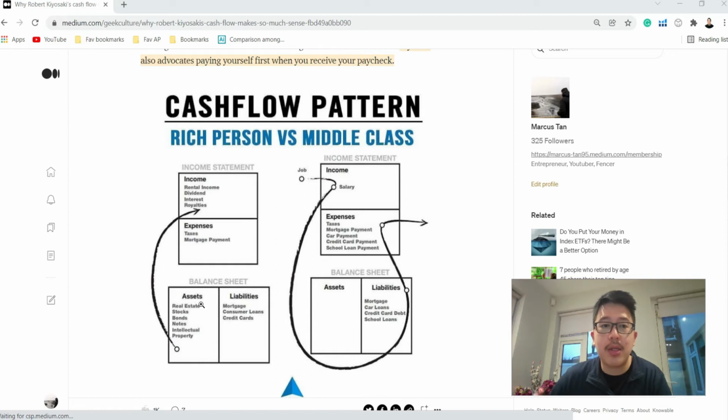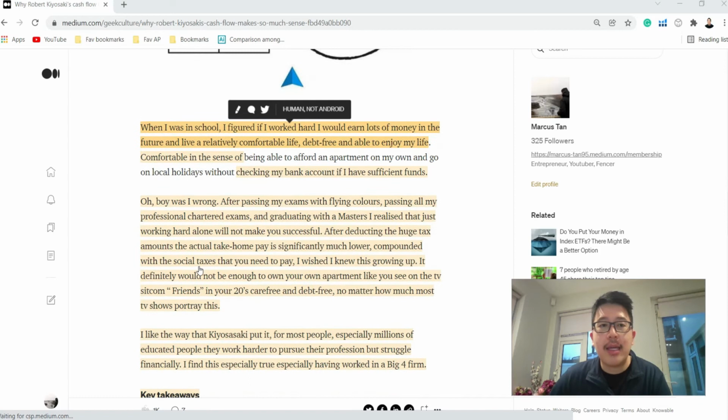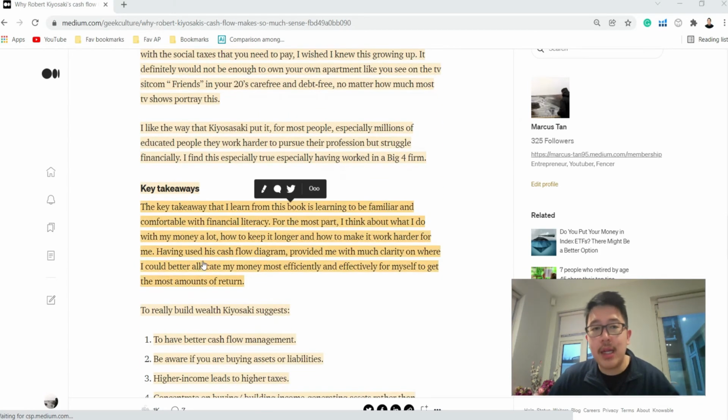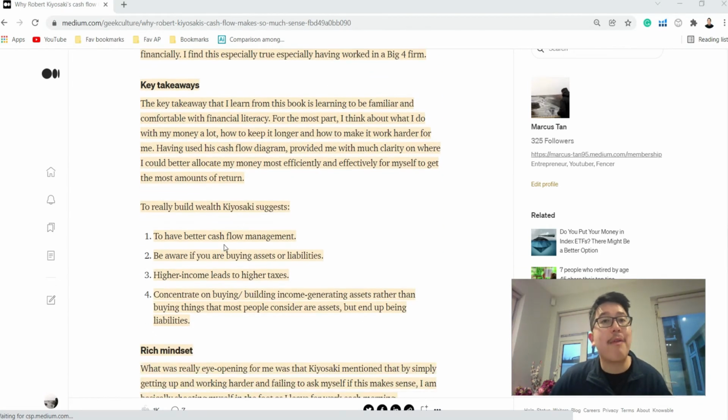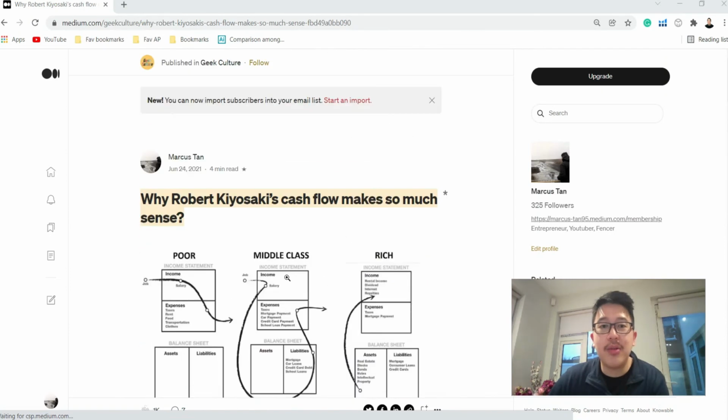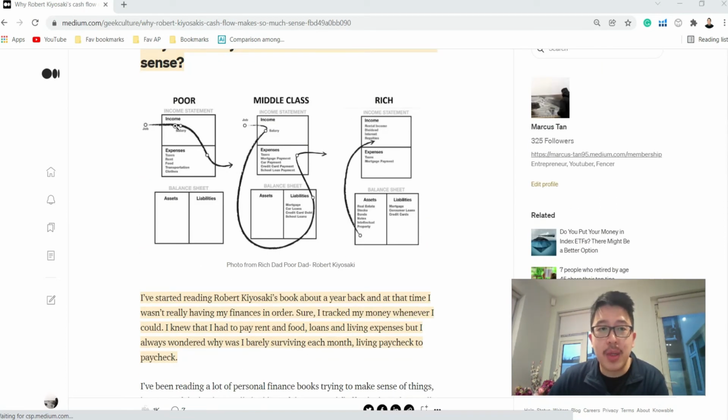All those are considered income producing assets because they pay you a return. So I think one of the takeaways that I learned from his book is to be familiar with having financial literacy. Financial literacy is to have control of your money, knowing about how the money works and how to have control over your money. You don't need to have a degree or work on Wall Street to have financial literacy. Financial literacy is to understand what is an asset, what is a liability, and also most importantly to know where your money is going.